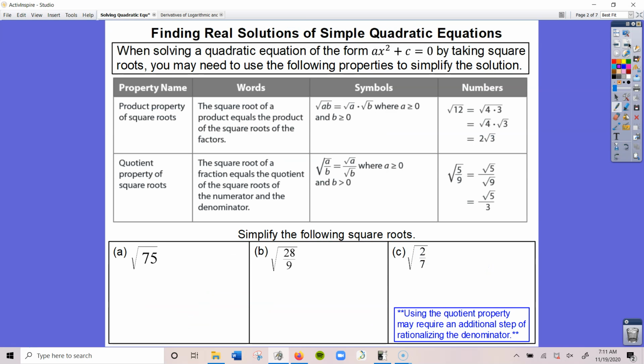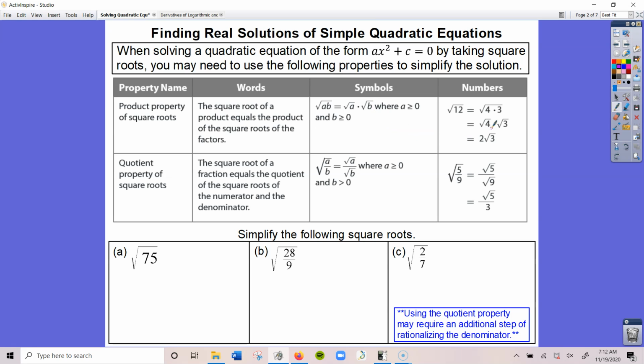Now, when we're solving square roots, we're going to have to deal with radicals a little bit. So we're going to practice. Now, we have two properties here to keep in mind when we're working with square roots. Okay, when you square root some number a times b, we can separate that to be the square root of a times the square root of b.